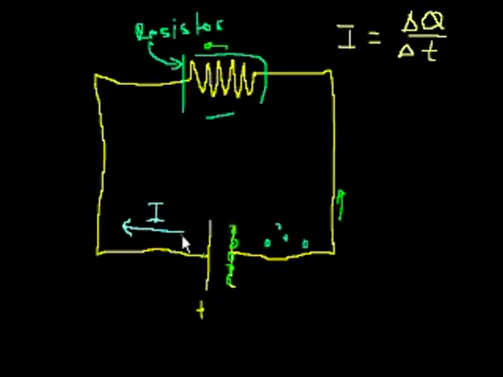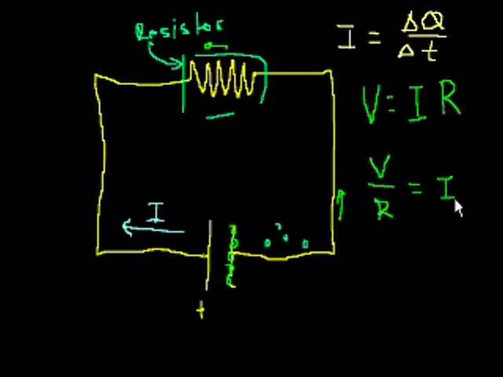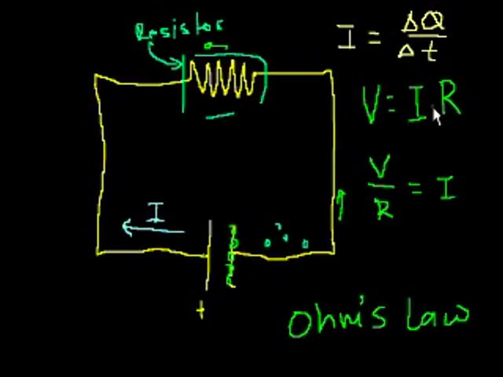So what we know, and this is called Ohm's law, is that the current is actually proportional to the voltage across the circuit. Or we could view it the other way, that the voltage is proportional to the current through a circuit. So the voltage is equal to the current times the resistance, or you could say that the voltage divided by the resistance is equal to the current. And this is true. This is called Ohm's law. And this is true whenever we're at a constant temperature.